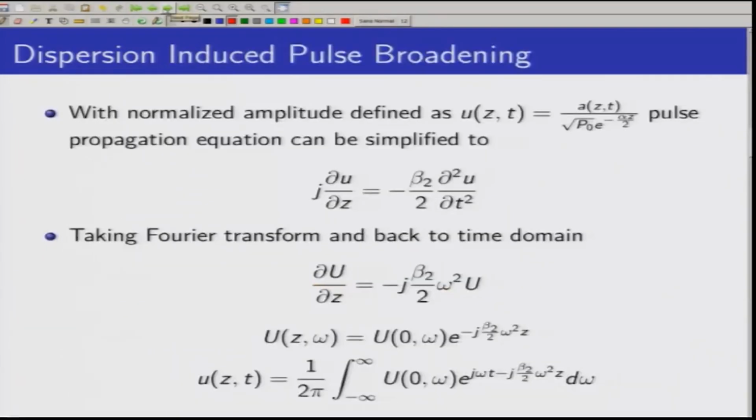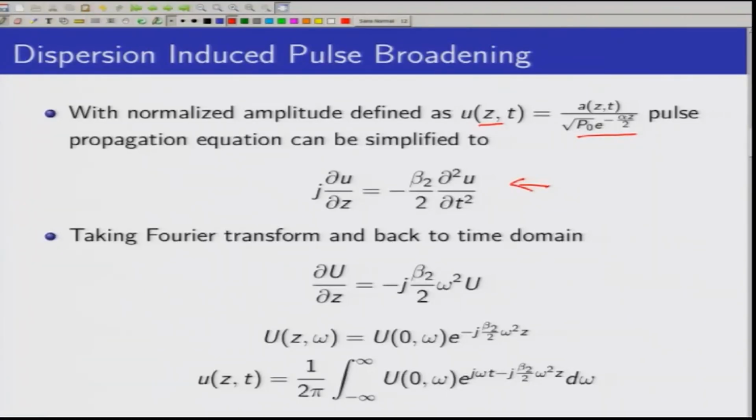The next slide is dispersion induced pulse broadening. Once we define a normalized amplitude which takes care of the attenuation, U(z,T) is given by A(z,T) over square root of P naught times exponential e to the power minus alpha z by 2. P naught is the peak power. So, we get a more simplified pulse propagation equation which is given by this equation.